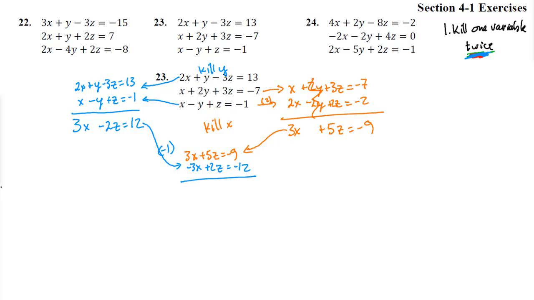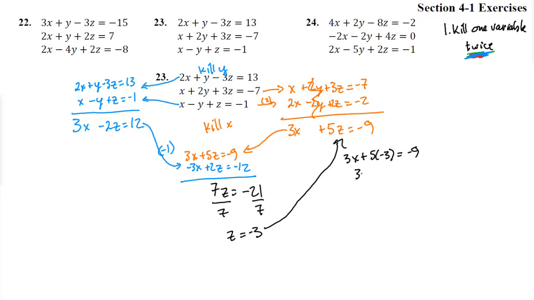Add those two together, and we end up with 7z, let's write that better, 7z equals negative 9 and negative 12 is negative 21. Oh, isn't that nice? Now that we've killed two variables, bam, divide by 7, divide by 7, z is negative 3. So let's stick it up right there. That's good. We get 3x plus 5 times negative 3 equals negative 9. That's 3x minus 15 equals negative 9. Add 15 to both sides. We get 3x equals 6.